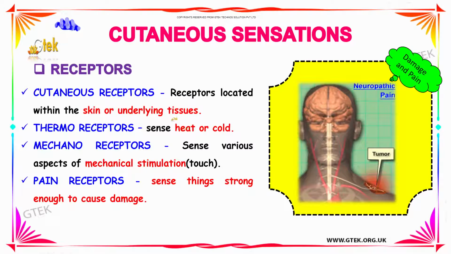Your thermoreceptors will sense the heat or cold. Your mechanoreceptors will sense the various aspects of mechanical stimulation such as touch. Your pain receptors sense the things that are strong enough to cause damage. So those receptors, that is your pain receptors, will sense the things that cause damage.